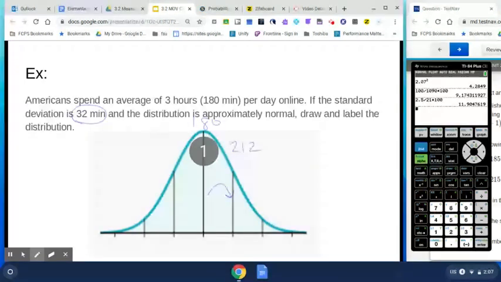I'm going to continue that process. So adding another standard deviation to the mean, or another 32 minutes, I would get 244 minutes. And one more standard deviation out, again adding 32 one more time, would give me 276 minutes.